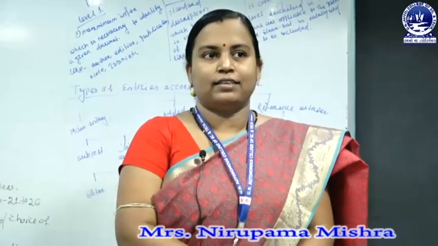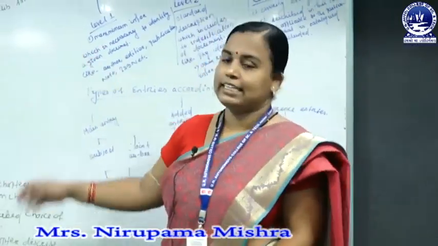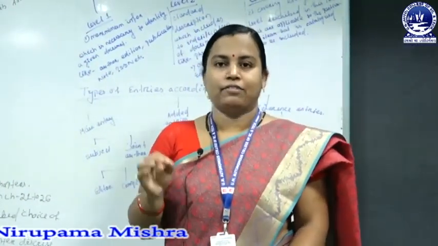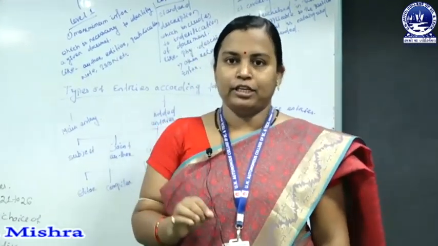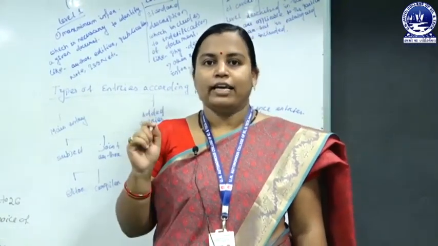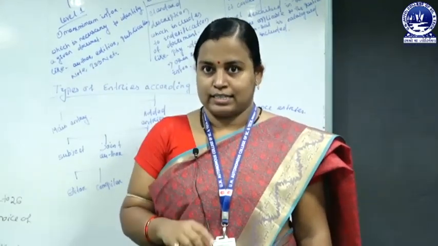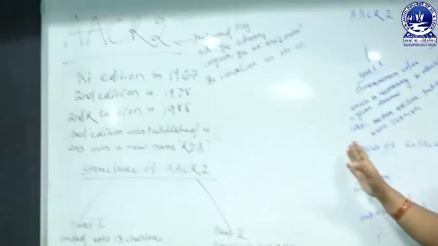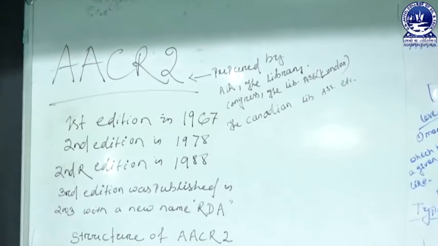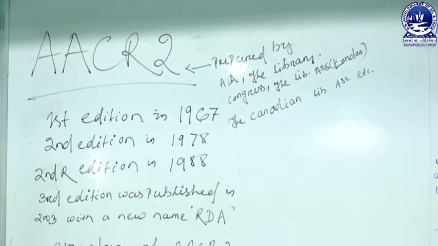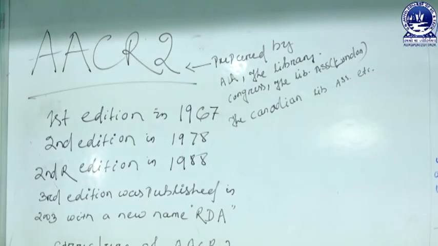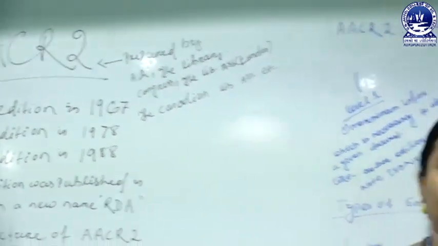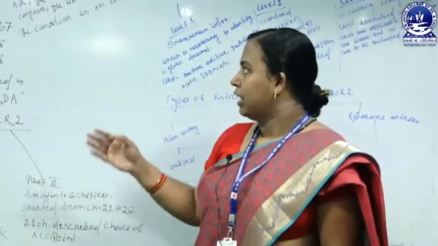Students, we are discussing AACR2, which is very important and essential for every library to access, identify, or prepare catalog cards. We know AACR2 is the basic and very authoritative code which provides a basis and uniformity for preparing a catalog card.